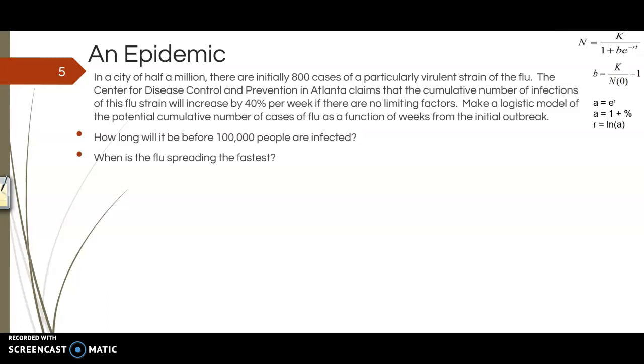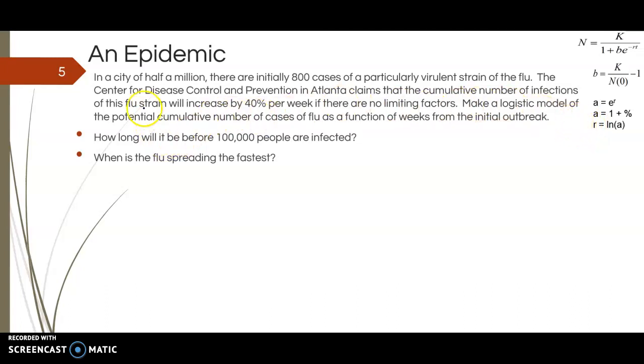We're to make a logistic model of the potential cumulative number of cases of flu as a function of weeks from the initial outbreak. So prior to doing this example, we have to know that an epidemic is typically modeled by a logistic function, and so we are going to be trying to create an equation for a logistic function. I have at the top of our screen the equation for a logistic function. I have the formula for how we figure out the b value, and I have three different formulas here giving me relationships with a and r. So I'm going to start going through my problem and figuring out what's what.